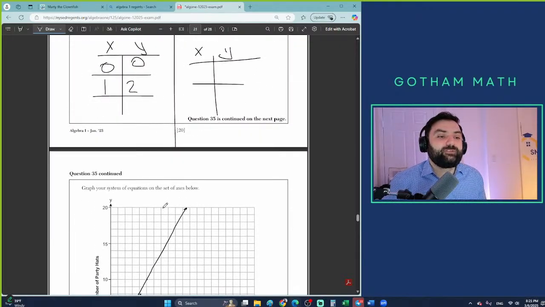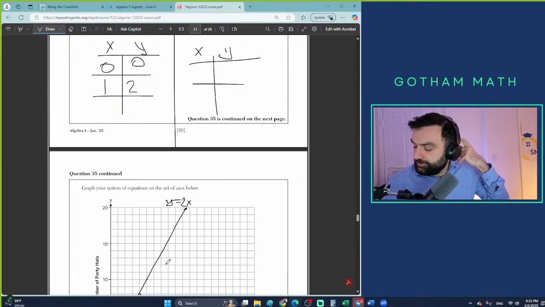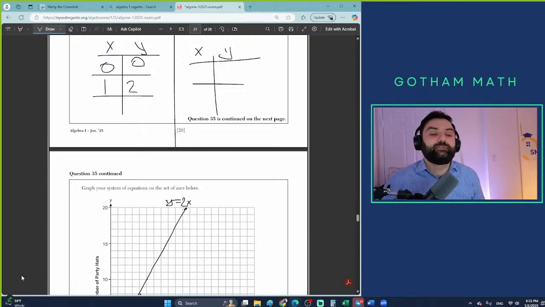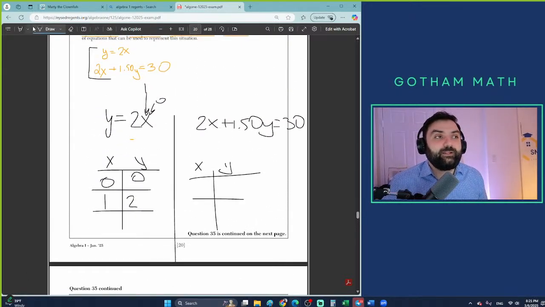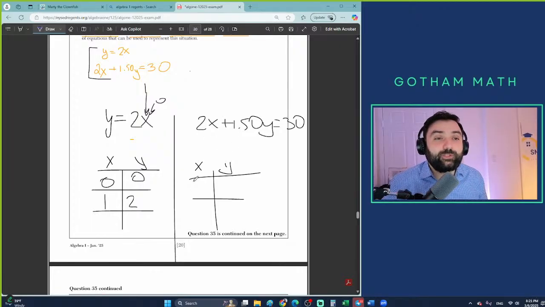Now, don't forget to label it, just in case. Some teachers who check that really want you to label. All right, now the next one, I also can use a t-table here, and in this case, I like using zeros a lot. Let's say 0 for x. If I plug in 0 there, it's going to be 2 times 0, which is 0.